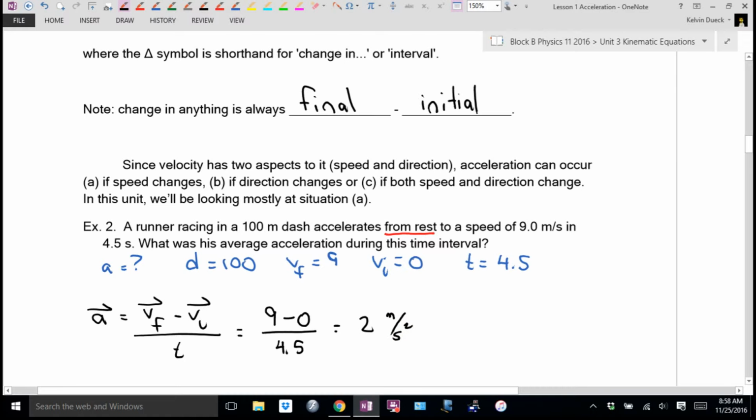Mr. Dewick, is that a very big acceleration? You know what? We're going to compare accelerations later on to what we call g, the acceleration due to gravity. And the acceleration due to gravity is right around 10. It's about 9.8. This isn't that big, although for a runner, it's not bad.